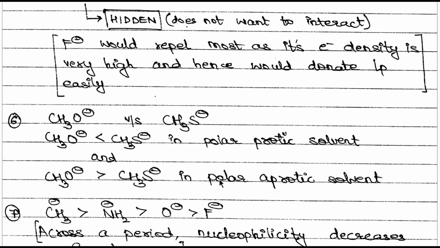But when I compare this in polar aprotic solvent, I have to look at the exposed negative charge and the repulsion. So this O minus would repel more and the tendency to donate lone pair would be higher. So methoxide is a better nucleophile than methyl thioxide in a polar aprotic solvent. The same will be the case if I compare group 15, the nitrogen family, NH2 minus versus PH2 minus.